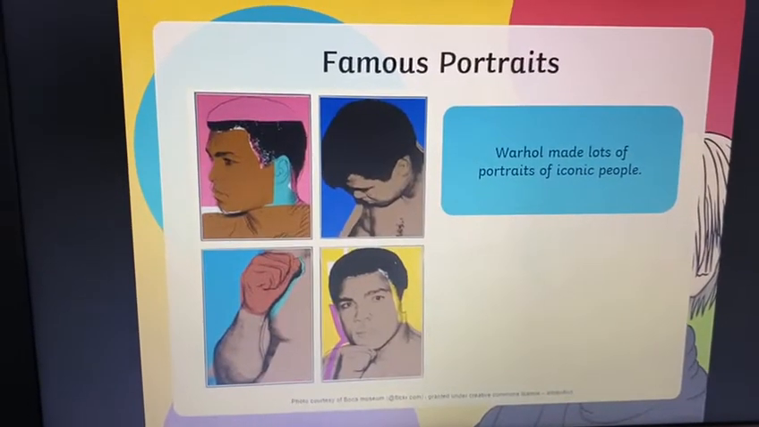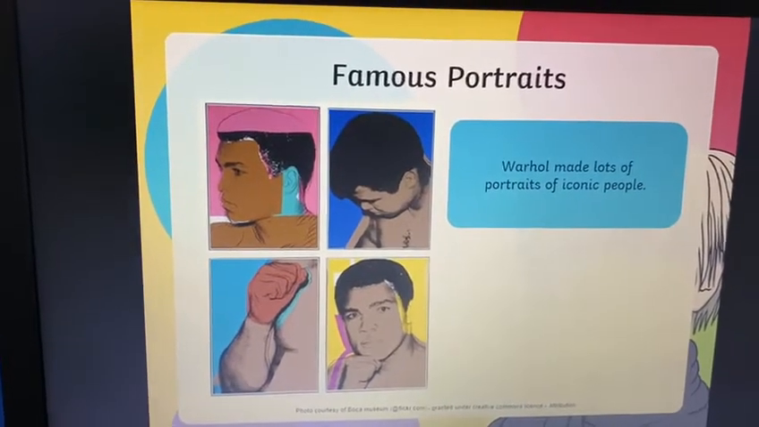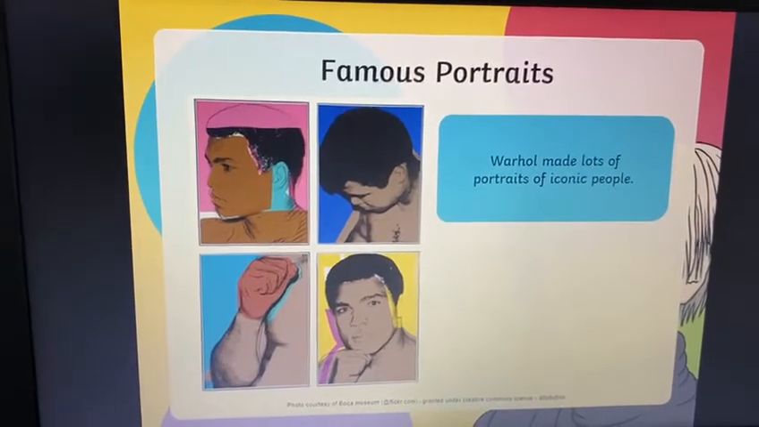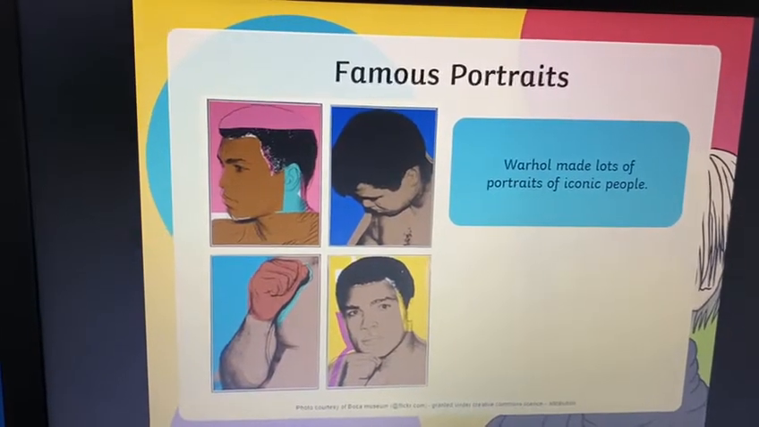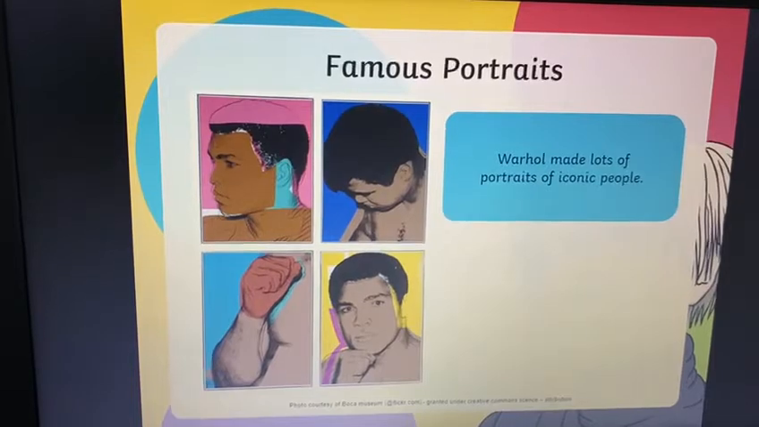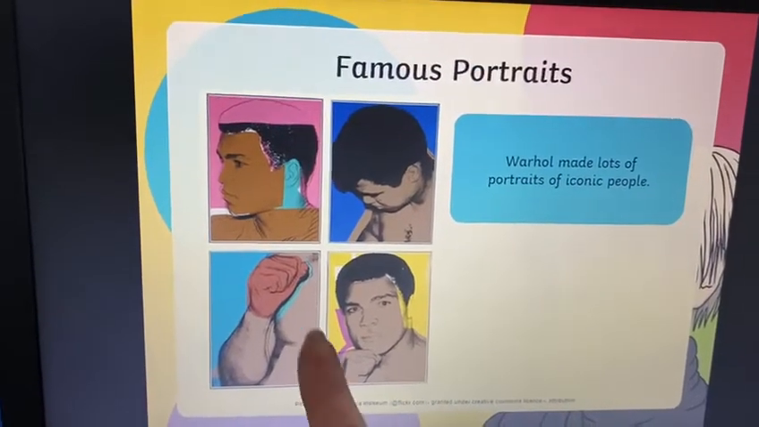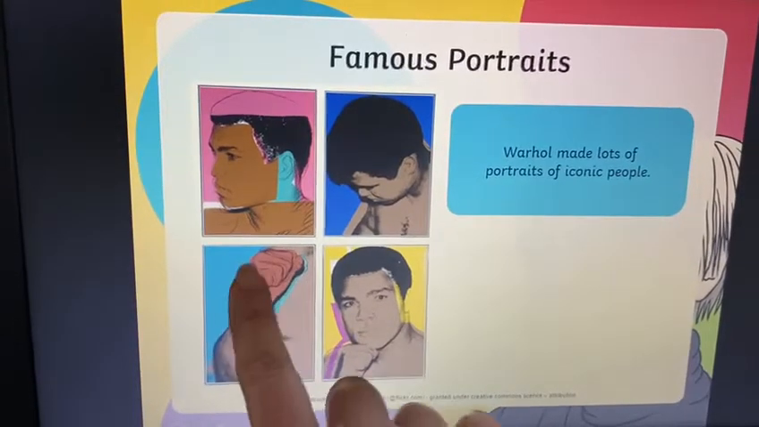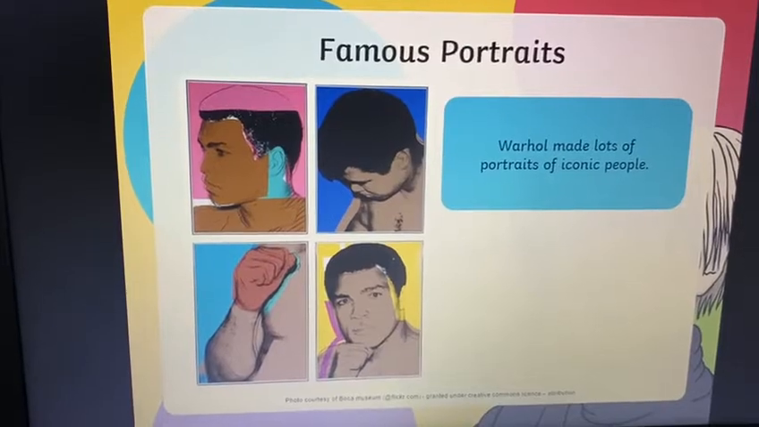He was also famous for making lots of portraits of iconic people. Now that means people who are really important or have done really important things and are well known for those things that they've done. So there's some examples of some portraits there. You can see some of the close-up images here of hands. That's a bit like when we did our work on Leonardo da Vinci and we had to go at sketching some of the different body parts.